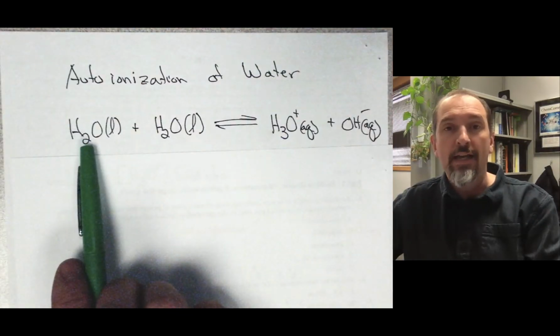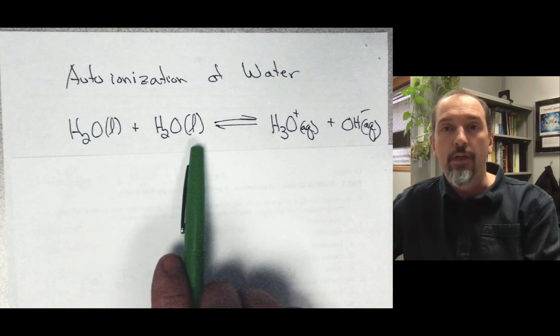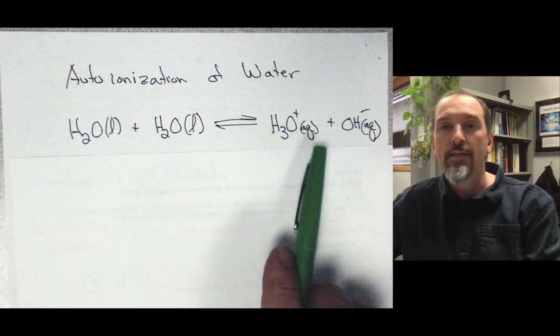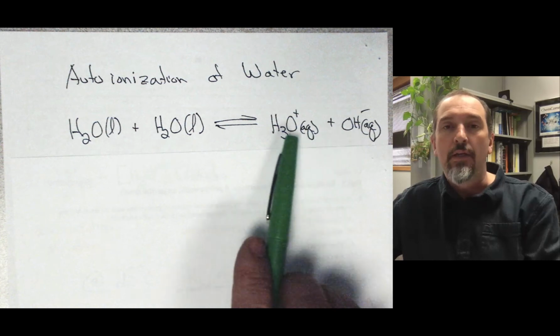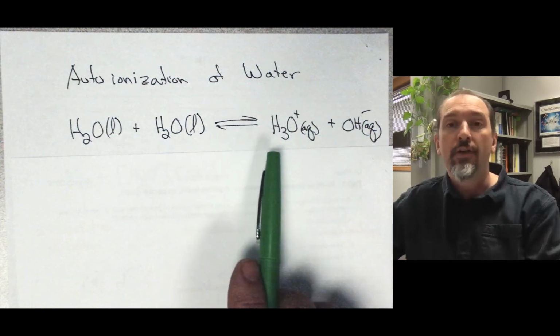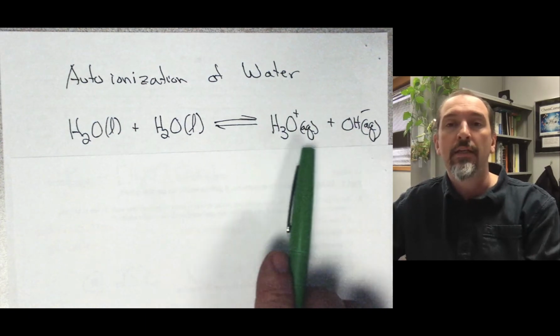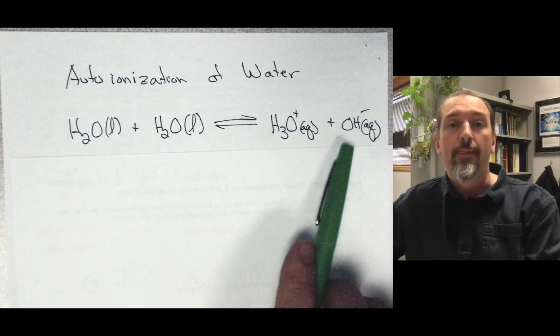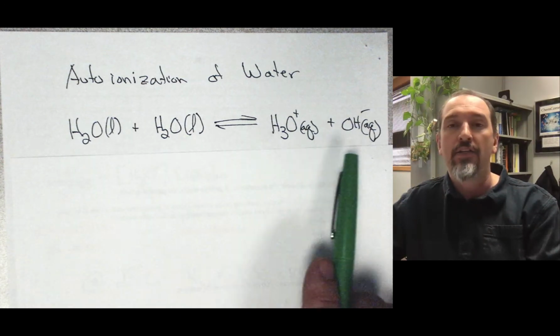And so what that means is that water can actually react with itself to form hydronium ions and hydroxide ions. So this happens in pure water. It just happens to a really small amount. So we have very tiny amounts of those present in any amount of water. This reaction is called the autoionization of water.